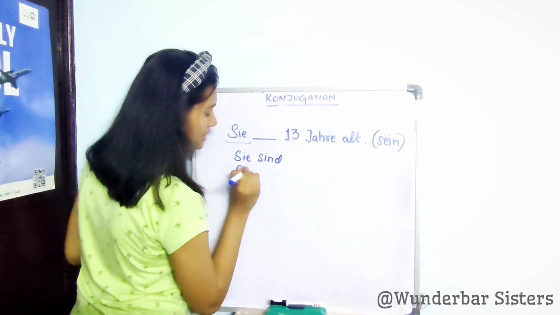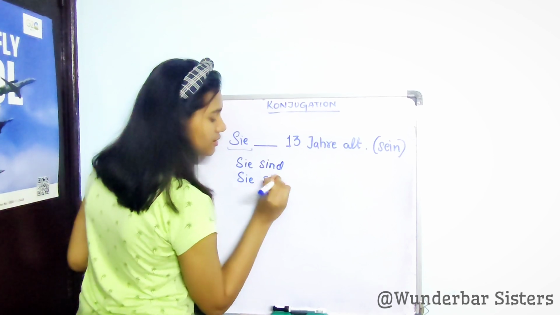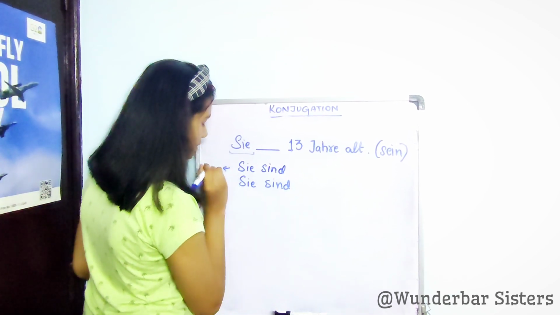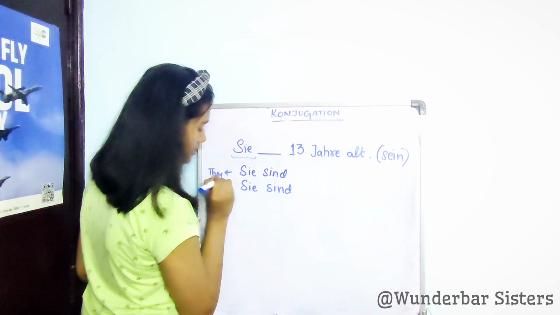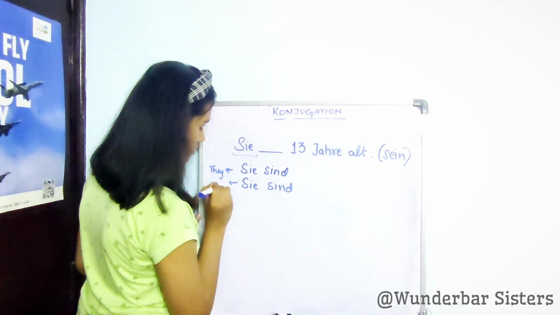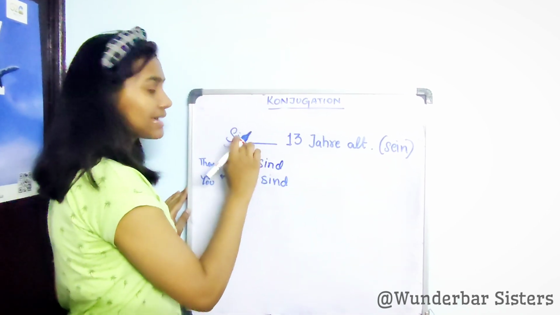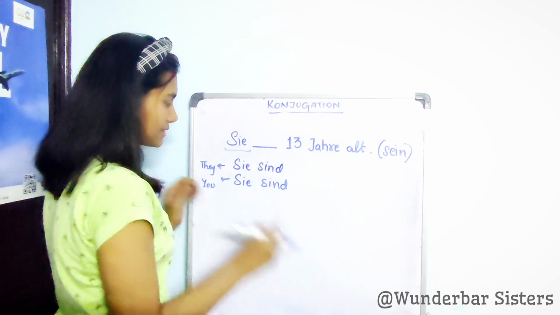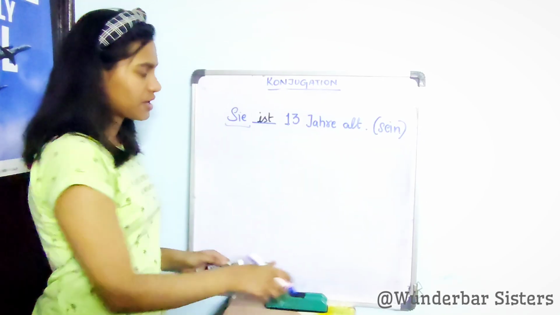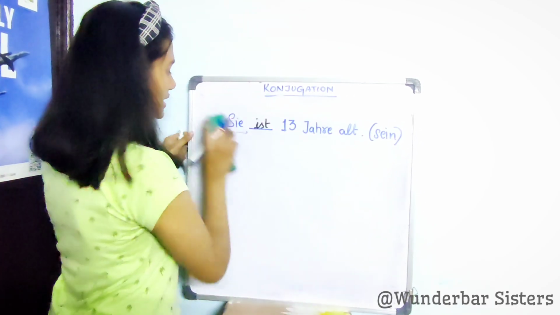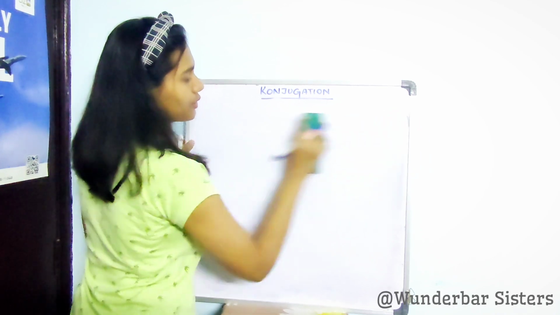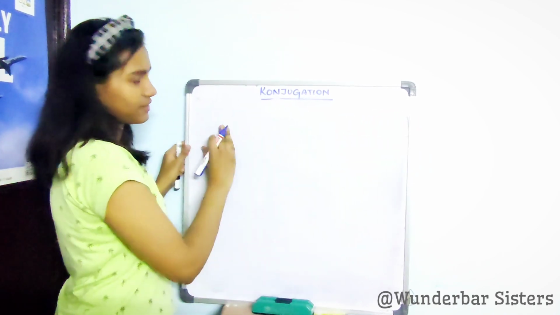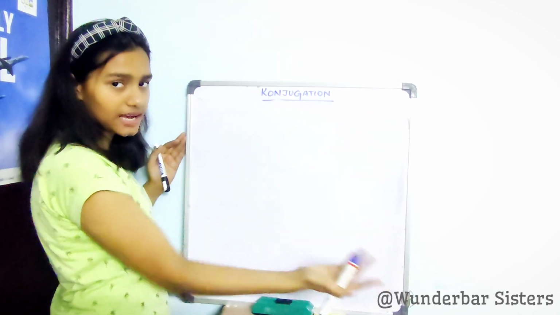Sie and sie. These are two Sie's. One is for they and one is for you. And if I had taken it as feminine, meaning she, then it will come as ist. So this was for second person. We could have also written instead of Sie, "Es ist 13 Jahre alt."